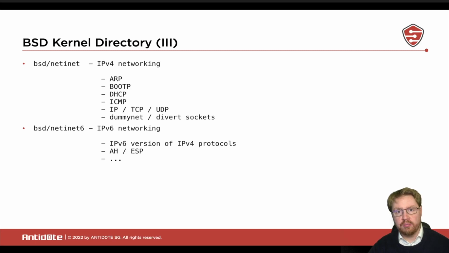The now more interesting networking code is in the netinet and netinet6. This is the IP version 4 and IP version 6 networking. You will find all the normal protocols and stuff in there, like BOOTP, DHCP, ICMP, TCP, UDP, and all this kind of stuff you will find in there in the version 4 and the version 6 code. Of course, you find IPsec in there, and stuff like that.